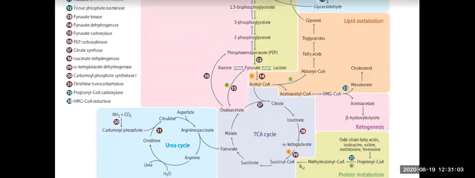Okay, you see this picture over here. This pyruvate is the product of glycolysis, and it is directly converted to oxaloacetate as well. It's not necessary that it will convert into acetyl CoA.